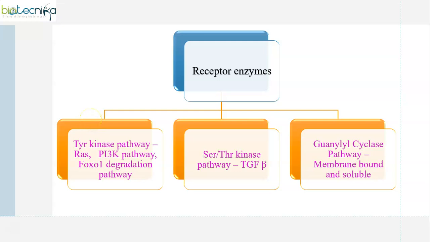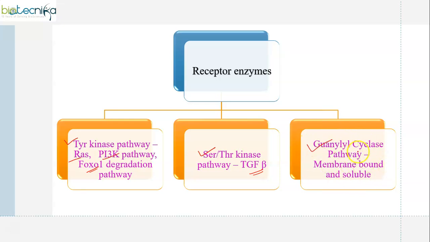Next, if we look at receptor enzymes, they are classified into 3 major types. Tyrosine kinase pathway, under which we have RAS, PI3K and FOXO1 degradation pathway. Second one is serine threonine kinase pathway, for which TGF-beta is the example. And third one is the GC pathway or guanylyl cyclase pathway.